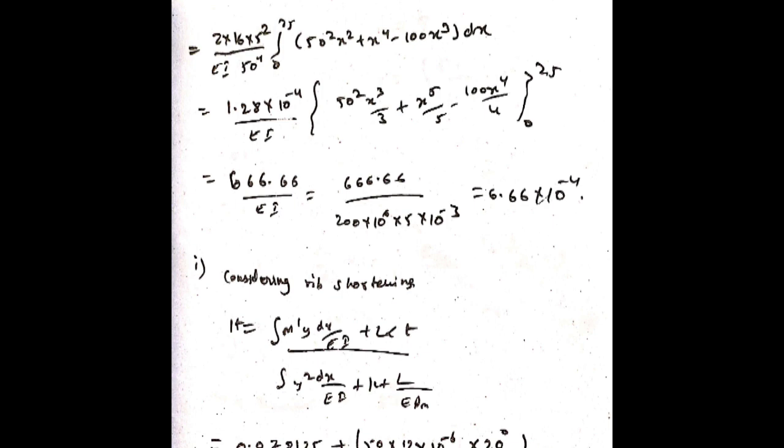First case, considering rib shortening, H equals integration M dash y dx by EI plus L alpha T, divided by integration y square dx by EI plus k plus L by E Am. Substituting all the values, we will get H equals 113.842 kilonewton. Similarly, neglecting rib shortening, we need to neglect the L by E Am term here. So we will get 117.5 kilonewton.